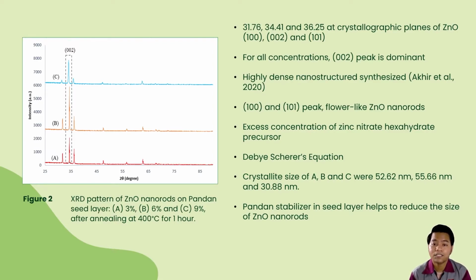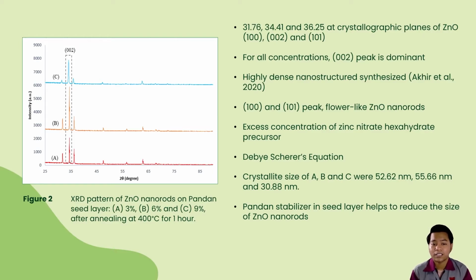The peaks observed at 2 theta of 31.76, 34.41, and 36.25 correspond to the crystallographic planes of zinc oxide (100), (002), and (101). For all concentrations, the 002 peak can be seen as the dominant peak once again, which means they are highly dense nanostructures synthesized, Ake et al., 2020. The 100 and 101 peaks in all figures A, B, C indicate that the zinc oxide synthesized was flower-like in shape.